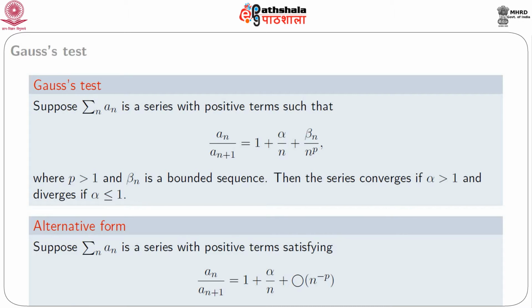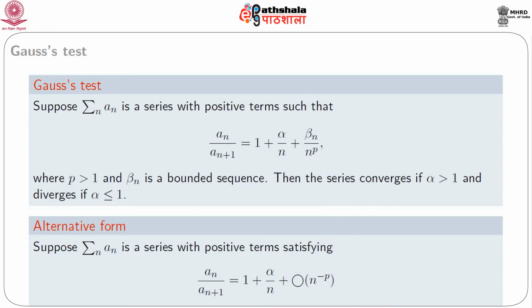So, looking at the last term, that is beta_n by n to the power p, we can write the ratio a_n by a_(n plus 1) in terms of big O. Actually, a_n by a_(n plus 1) can be expressed as 1 plus alpha by n plus big O of n to the power minus p with p greater than 1. Then, as earlier, the series converges if alpha greater than 1 and diverges if alpha less than or equal to 1.